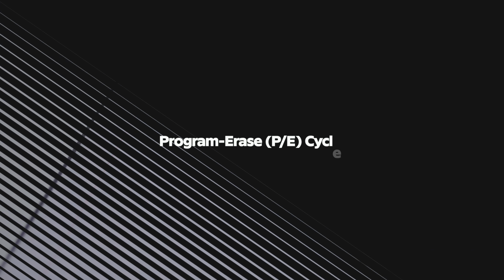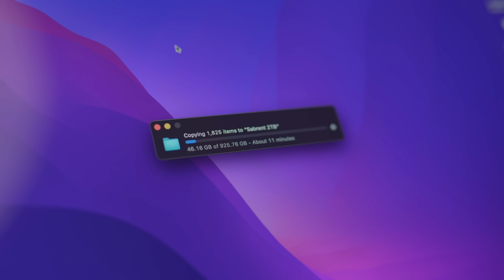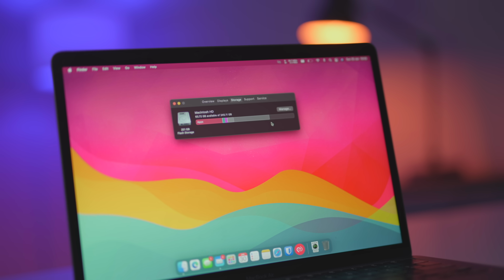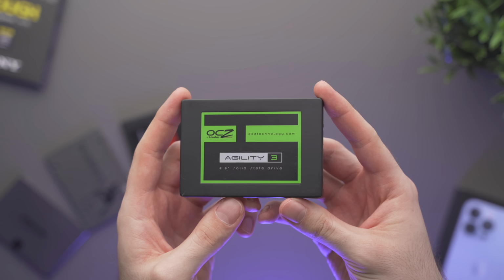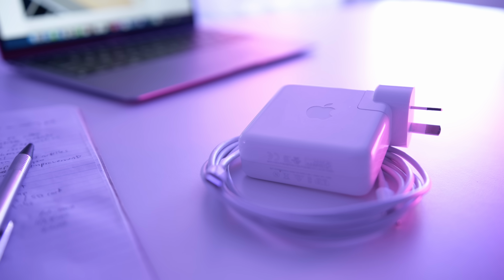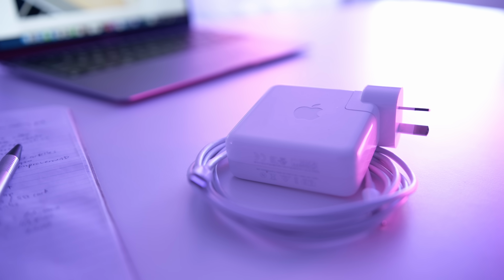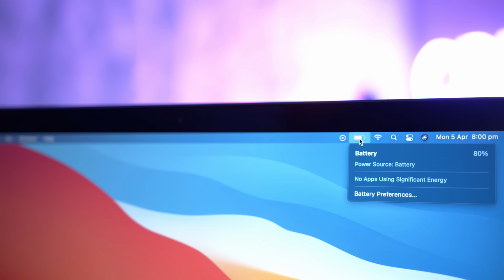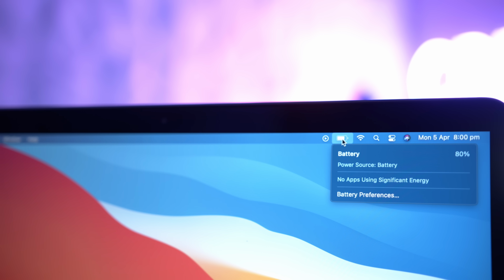This is known as PE, or program erase cycles. As the memory cells in the drive get used and reused, eventually this will result in slower response times, corrupted data, and potentially total drive failure. It's actually kind of similar to the way the battery on your MacBook degrades over time. If you want to watch a video I made on that topic and learn how to maximize the lifespan of your battery, I will link that video as well.